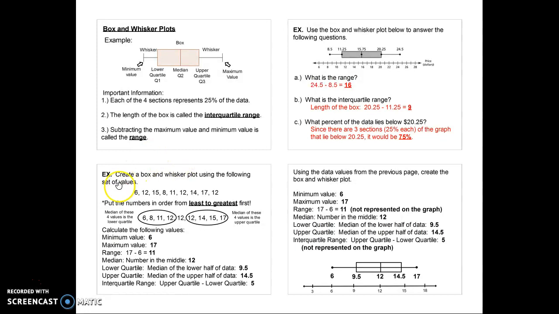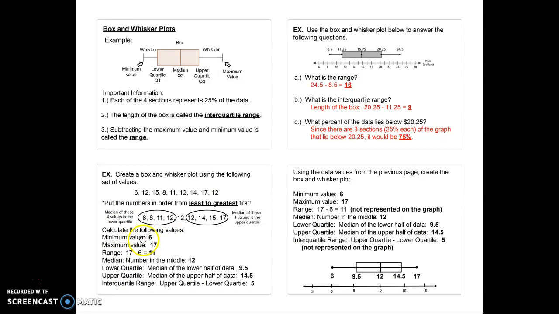Now here, we're going to create a box and whisker plot using the following set of values. So these are the values that you are given. Now remember, when you set this up for box and whisker plots, you have to put them in order from least to greatest first. So you have to remember to reorder them. Occasionally they may be given to you in that order, but most times you're going to have to put them in order yourself. So once you put them in order from least to greatest, you have to start by finding the multiple values that you are going to need.